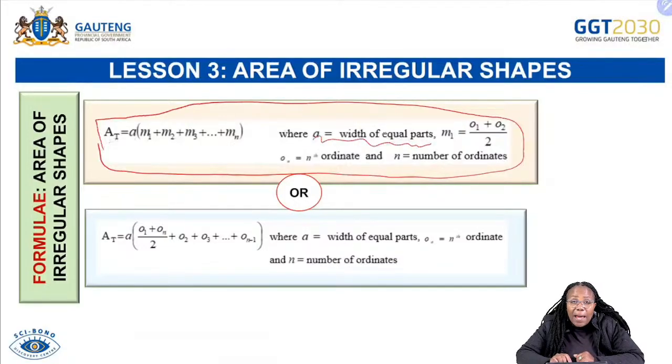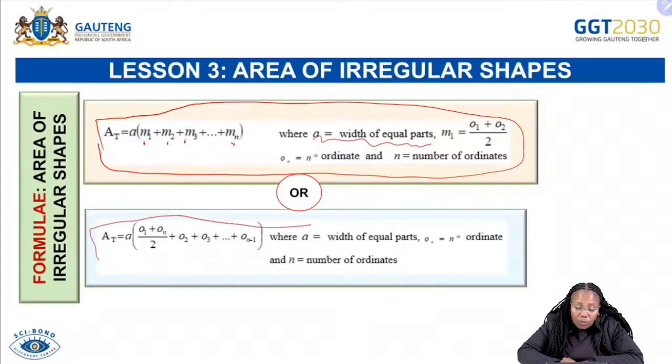represents equal parts. And then the M1 is when you say ordinate 1 plus ordinate 2 divided by 2 to get M1. And then to get M2 is ordinate 2 plus ordinate 3 over 2, continuously. So to get M3 is ordinate 3 plus ordinate 4, continuously up to the last ordinate there. Or if you don't use that formula, you can use this one.